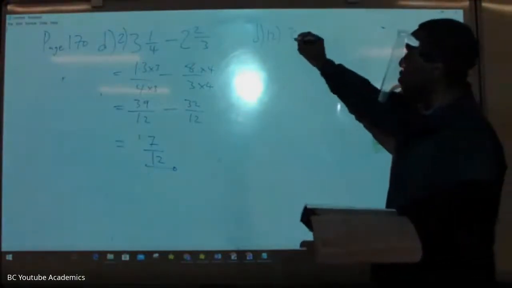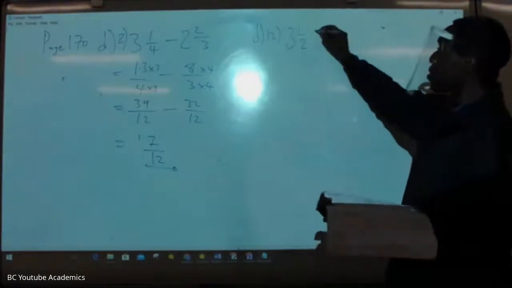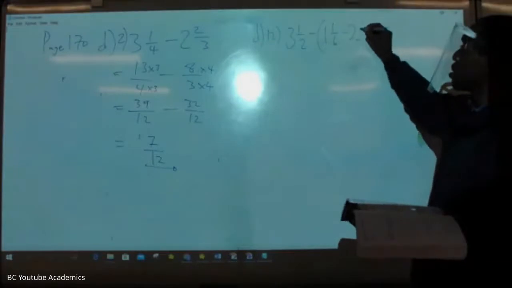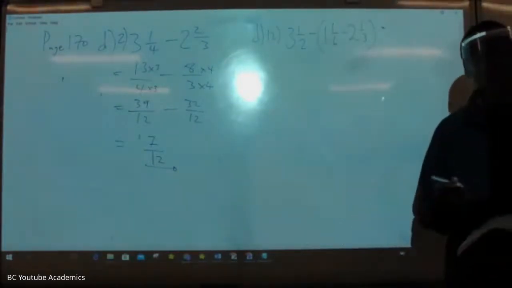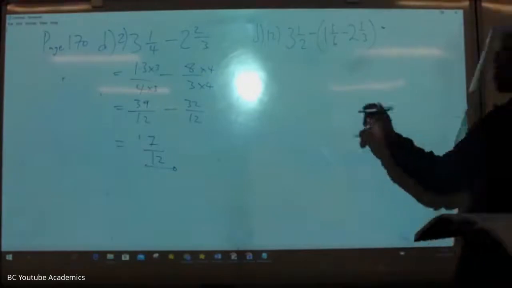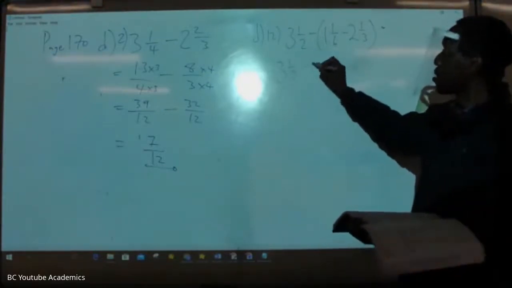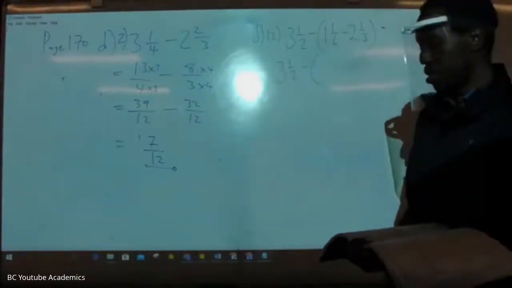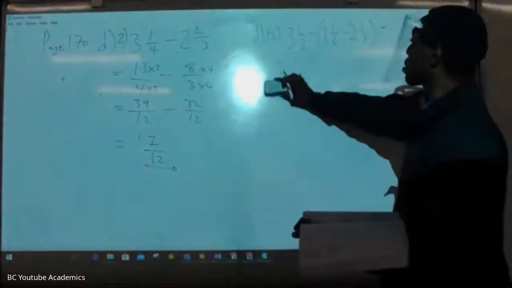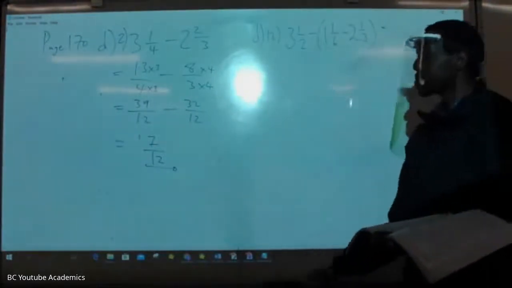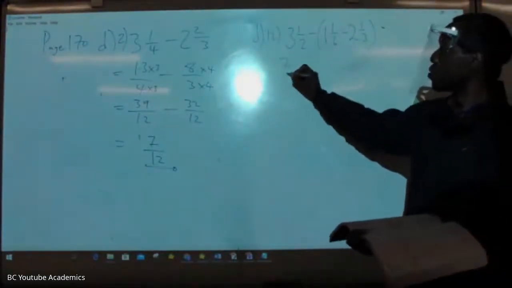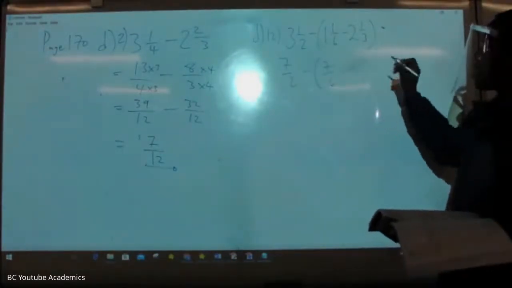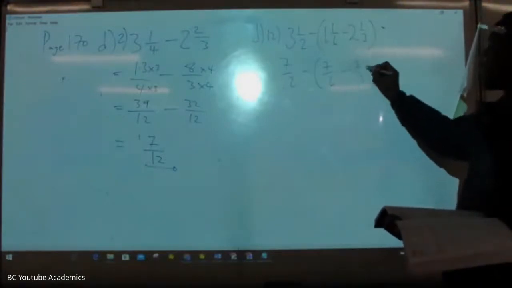So that's 3.5, minus, and then in brackets 1 and 1/6 minus 2 and a third. Okay, so what do we do first? Bracket first. Or let's just change everything to improper fractions. So 3.5 becomes 7 over 2, minus, inside the bracket, 7 over 6 minus 7 over 3.